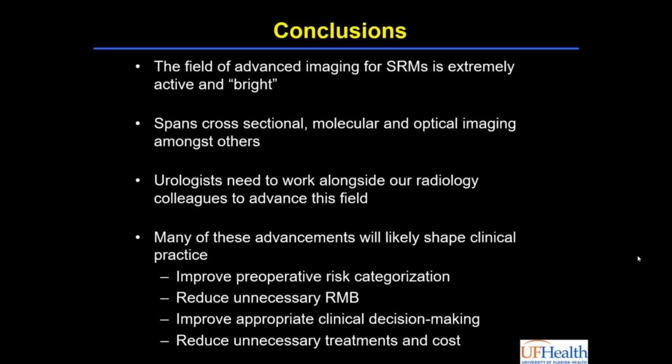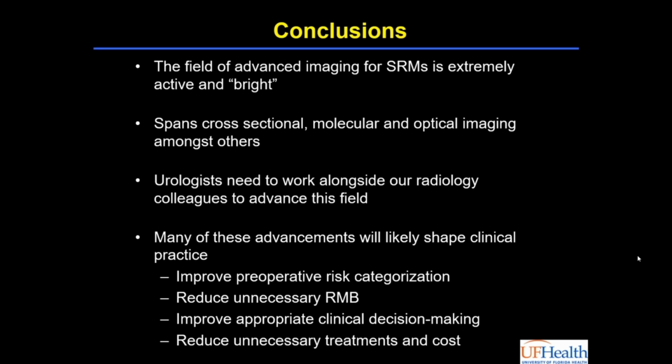So, in conclusion, I think the field of advanced imaging for small renal masses, kidney tumors, is extremely active, and, forgive my pun, bright, because I think there's a lot of opportunity that hopefully you see that I presented today. This spans cross-sectional imaging, molecular imaging, optical imaging, and throughout all this, the overlying possibility of artificial intelligence and machine learning may be able to enhance some of what I've already presented today. And urologists need to work alongside our radiology colleagues and computer scientists to really advance this field, because there's a lot that we can do.